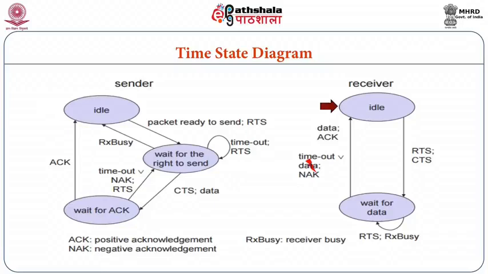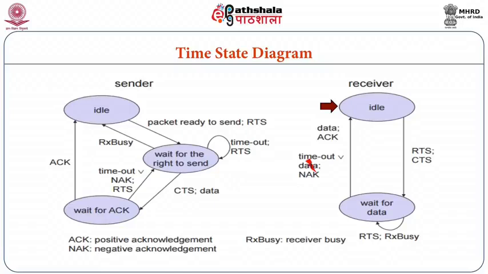Similarly, the receiver can also be in two states, the idle state and the wait for data state. When will it be in wait for data state? When it has received an RTS, it has sent the CTS and now it is waiting for the data. And it will go from wait for data state to the idle state when the data has been received and it has sent the acknowledgement, or when the timeout for the data has occurred, or a negative acknowledgement has occurred and the data is asked again. So again it will be in wait for data state.